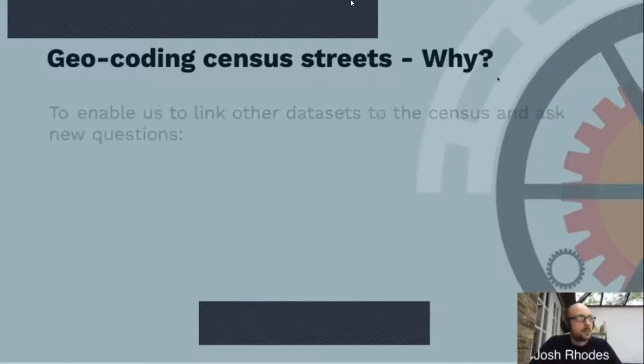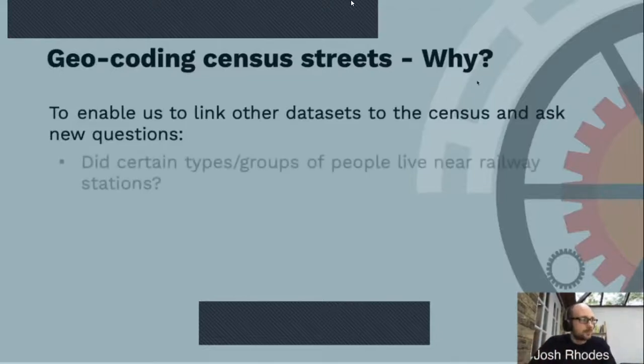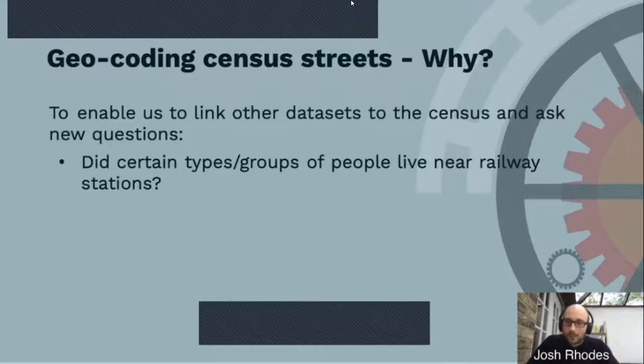The reason we want to do that is that if we can link that census street to a physical street or a geographic location on a map, it allows us to link other data sets by virtue of their relationship spatially to that point. And then we can link those two data sets through that point. So we'll be able to ask questions like, if we know where a railway station is, and we know that someone lives on this street, we'll be able to measure how far apart those two are.